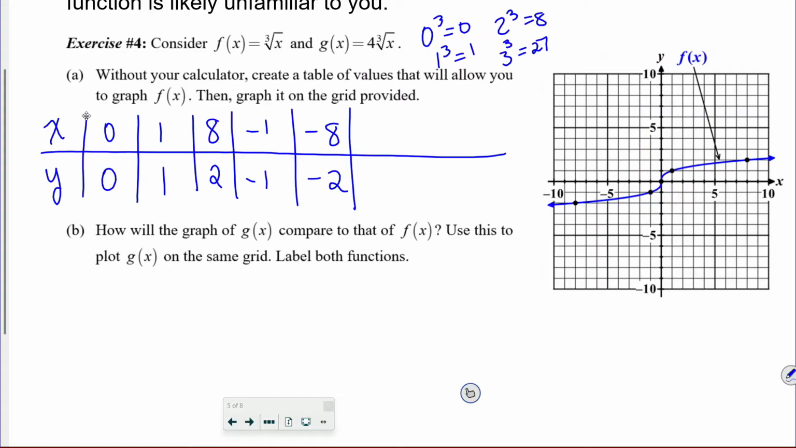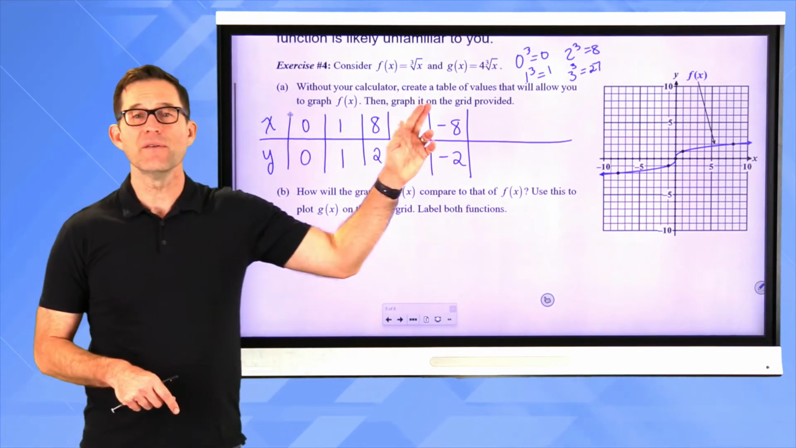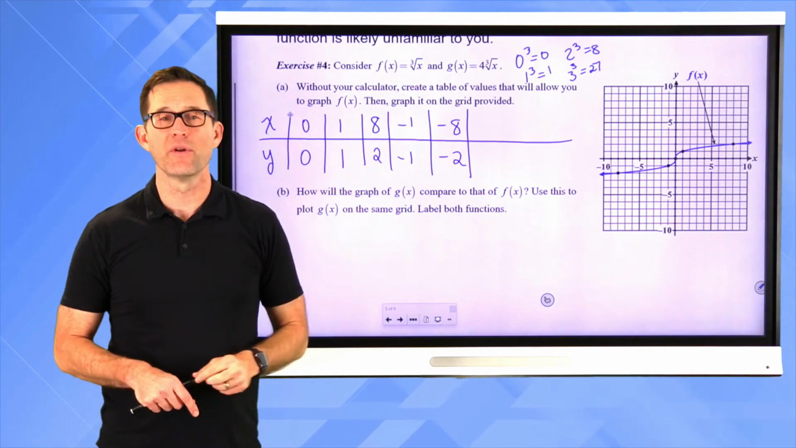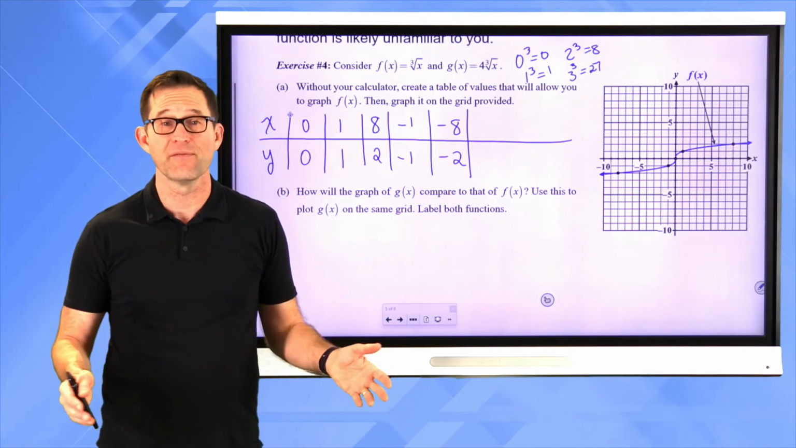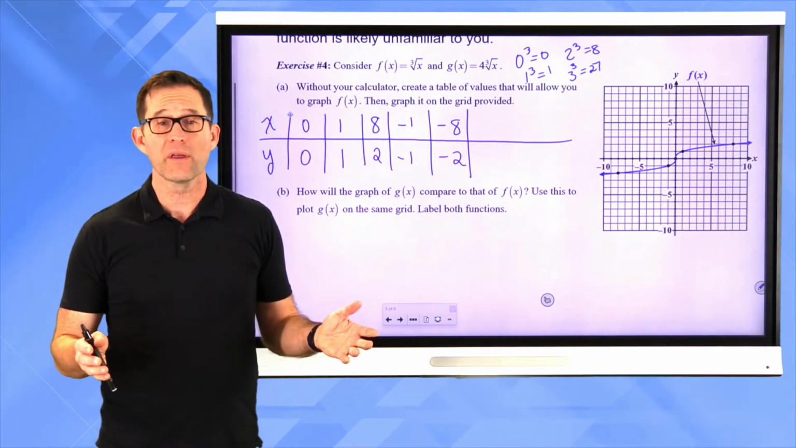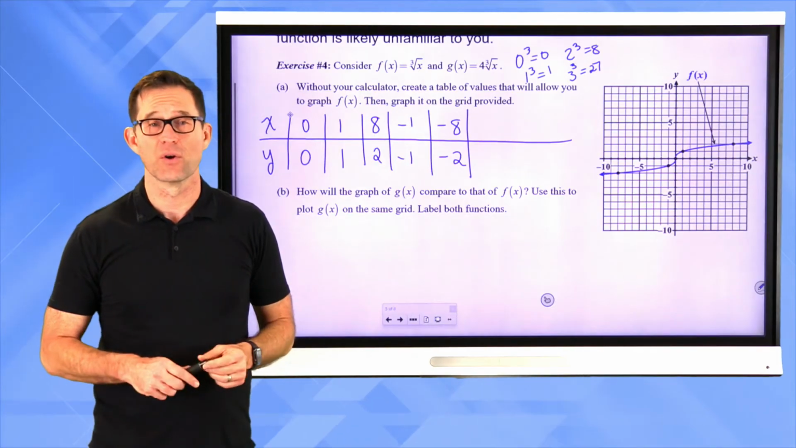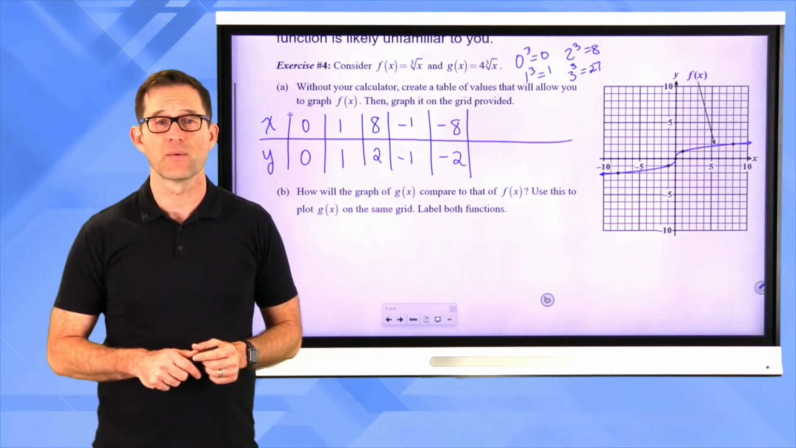So now let's keep working transformation work. Letter B. How will the graph of g of x compare to that of f of x? Use this to plot g of x on the same grid. Label both functions. All right, so g of x is 4 times the cubed root of x. In other words, it's 4 times f of x. How will it compare? What transformation just occurred? Pause the video and see if you can answer that question.